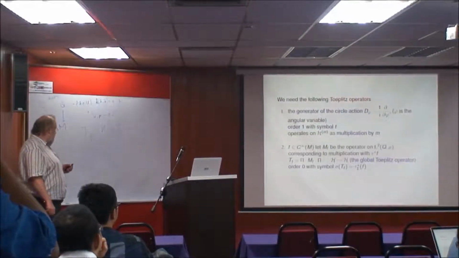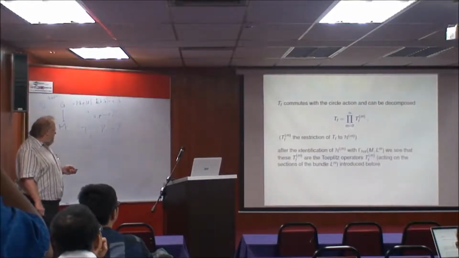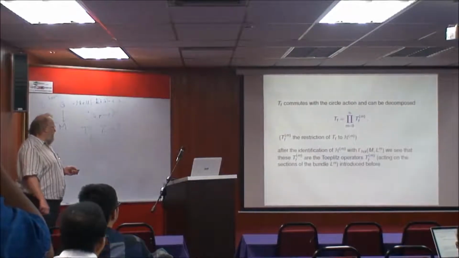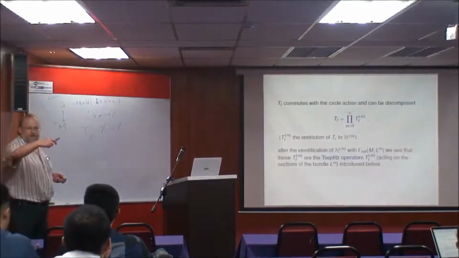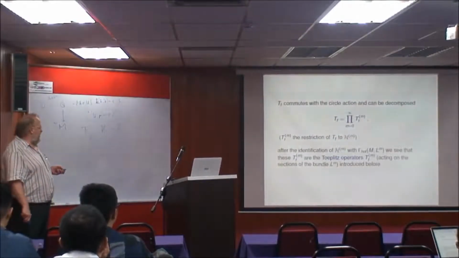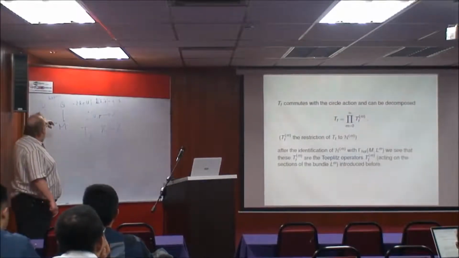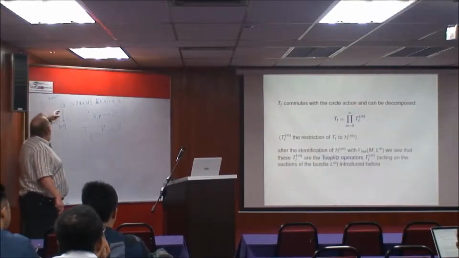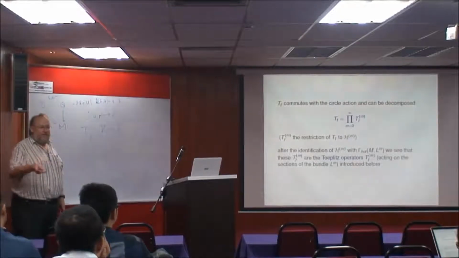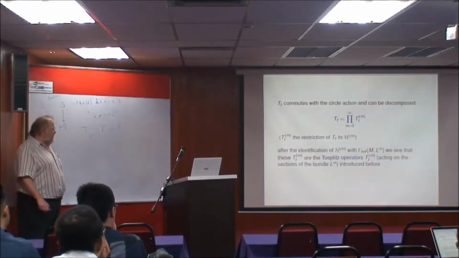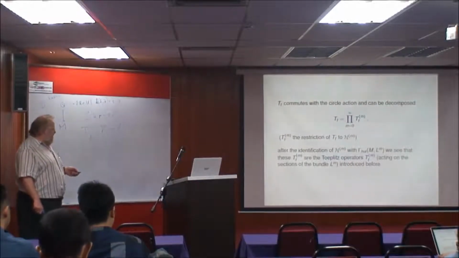The important point was that we can decompose this global Toeplitz operator into modes with respect to the circle action. The circle action is the rotation, and we can decompose it where these functions on B are m-homogeneous. This is the decomposition here. It is very important. I will not comment too much about this today.